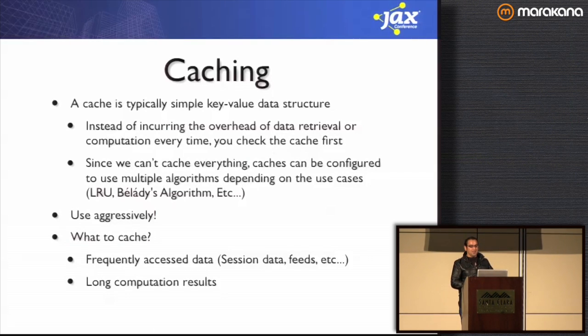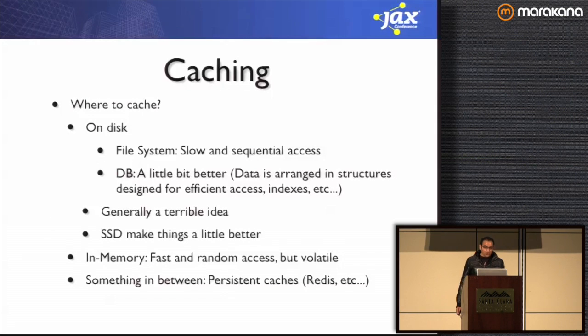Again, frequently accessed data like your session data, for example. If you have a feed in your application, you might want to consider caching that one way or another. Or cache things that take a long time to compute. So where to cache? You could cache on disk, the file system, of course. It's a terrible idea. It's very slow and sequential.